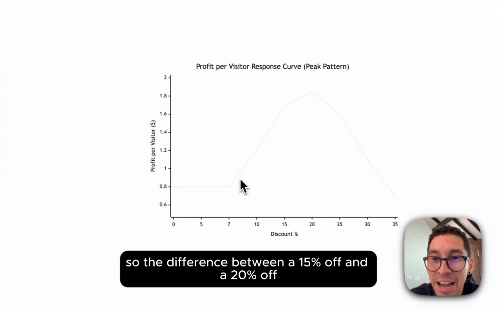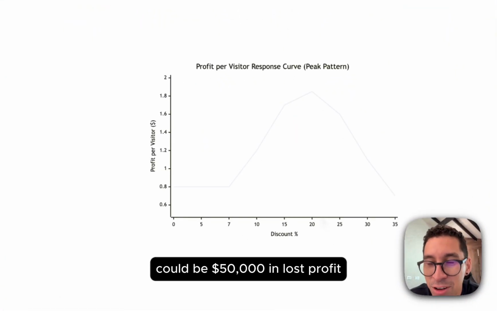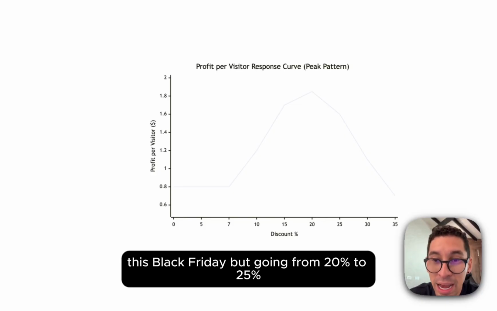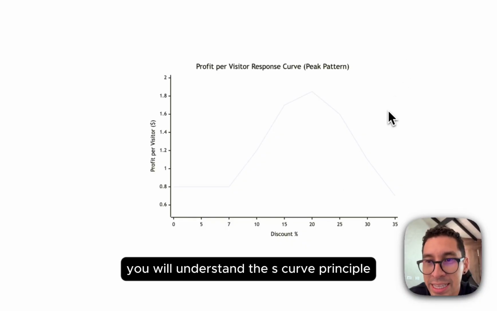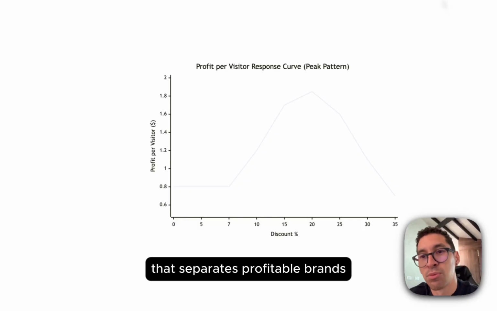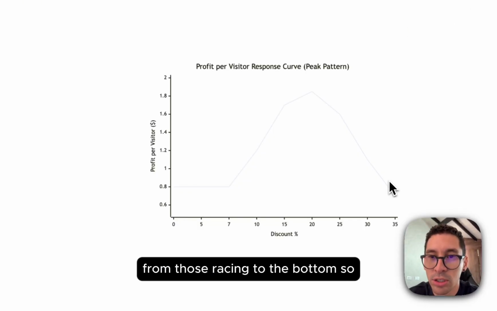So the difference between a 15% off and a 20% off could be $50,000 in lost profit this Black Friday. But going from 20% to 25%, that might gain you absolutely nothing. In 3 minutes, you will understand the S-curve principle that separates profitable brands from those racing to the bottom.